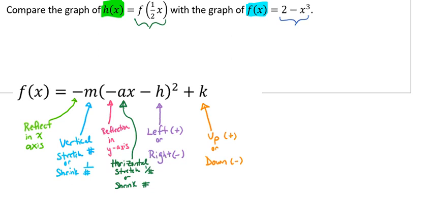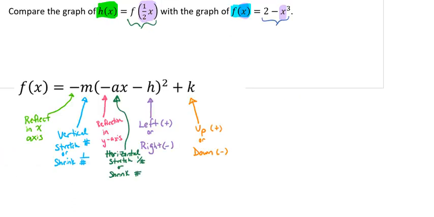So what we're going to do is right here where we have our x, notice here we have a 1/2 of x. So what that means is that in this x's spot, we're going to put a 1/2 of x there. Now notice that the 1/2 is inside with the x. So that's going to correspond to what we see this a value right here doing, which is a horizontal stretch or shrink.